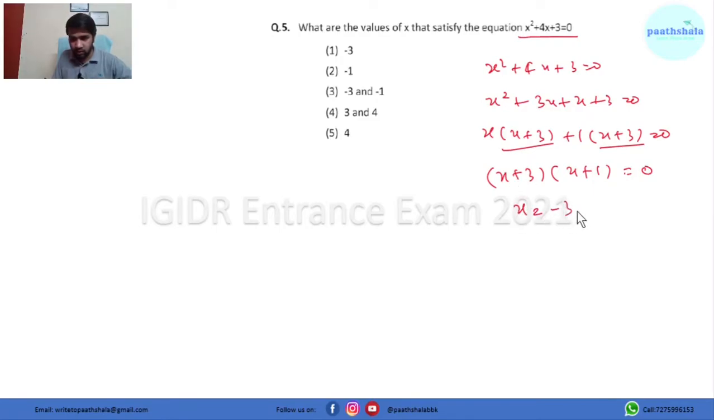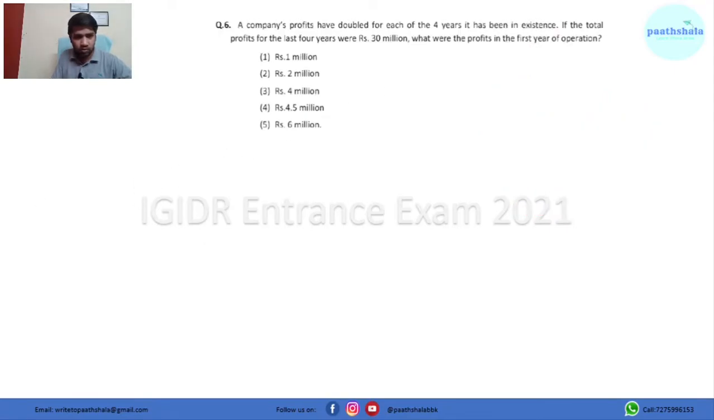So this is coming out to be x equals -3 and -1. So option 3 is the right option. Now let's move to the next question.